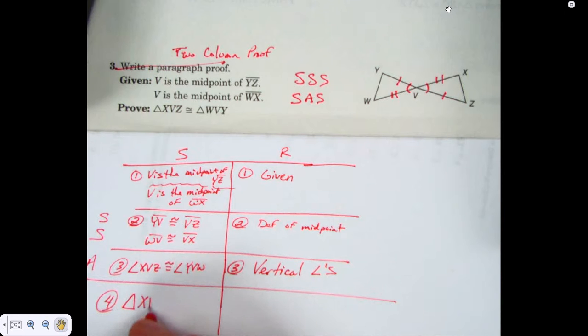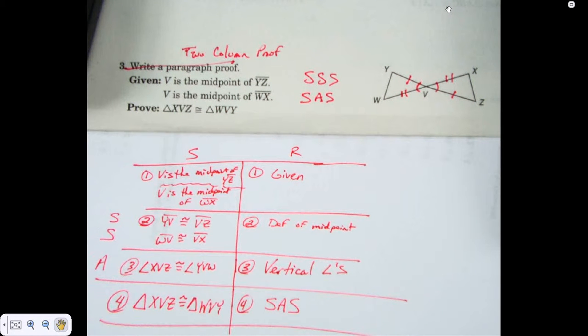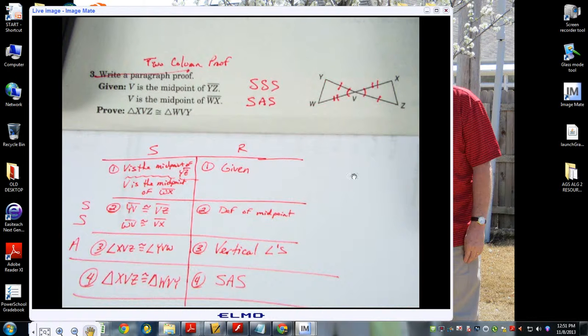Triangle XVZ is congruent to triangle WVY. What is the reasoning? Side angle side. Write that down. You ought to be able to do the rest of the proofs.